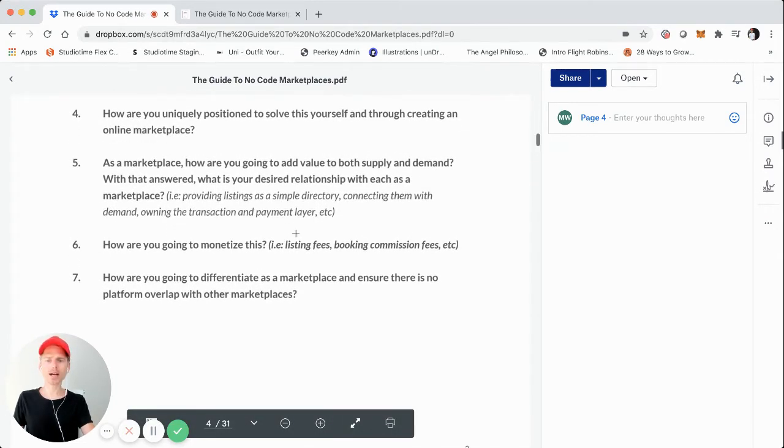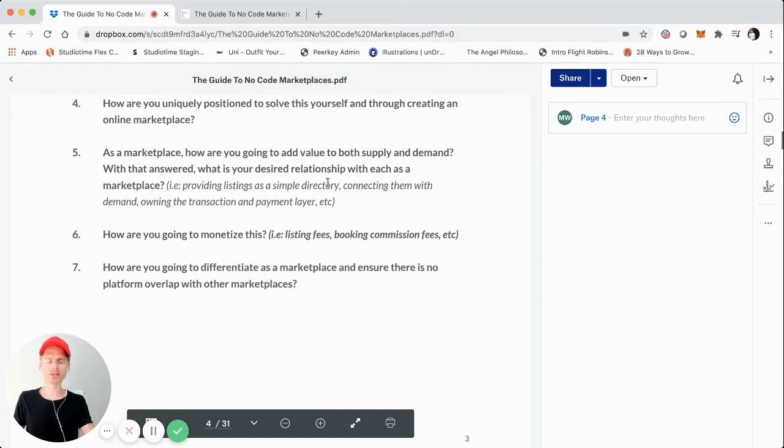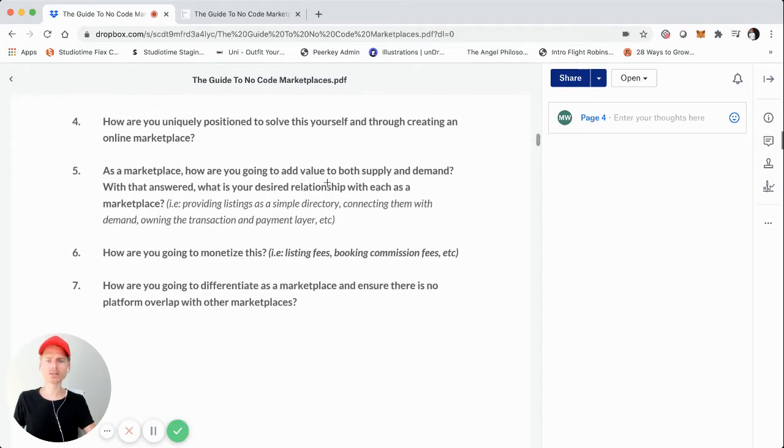The next is, how are you going to monetize this? There are various ways you can monetize a marketplace. As mentioned above with the listing directory, you could have listing fees. Say for instance, in Studio Time, we actually charge a subscription. That is like a listing fee for the studios to have a listing. Booking commission fees.